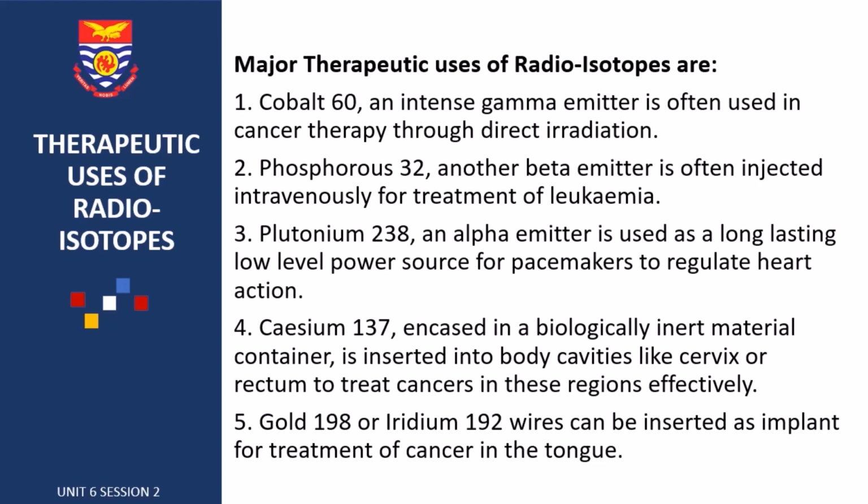The cesium-137 is also used to treat cancer, and in doing this, the cesium-137 is encased in a biologically inert material, and then it is inserted into the body, such as into the cervix or the rectum, and this will help to treat cancer in these regions. The gold-198 or iridium-192 wires can also be inserted as implants for treatment of cancer in the tongue.